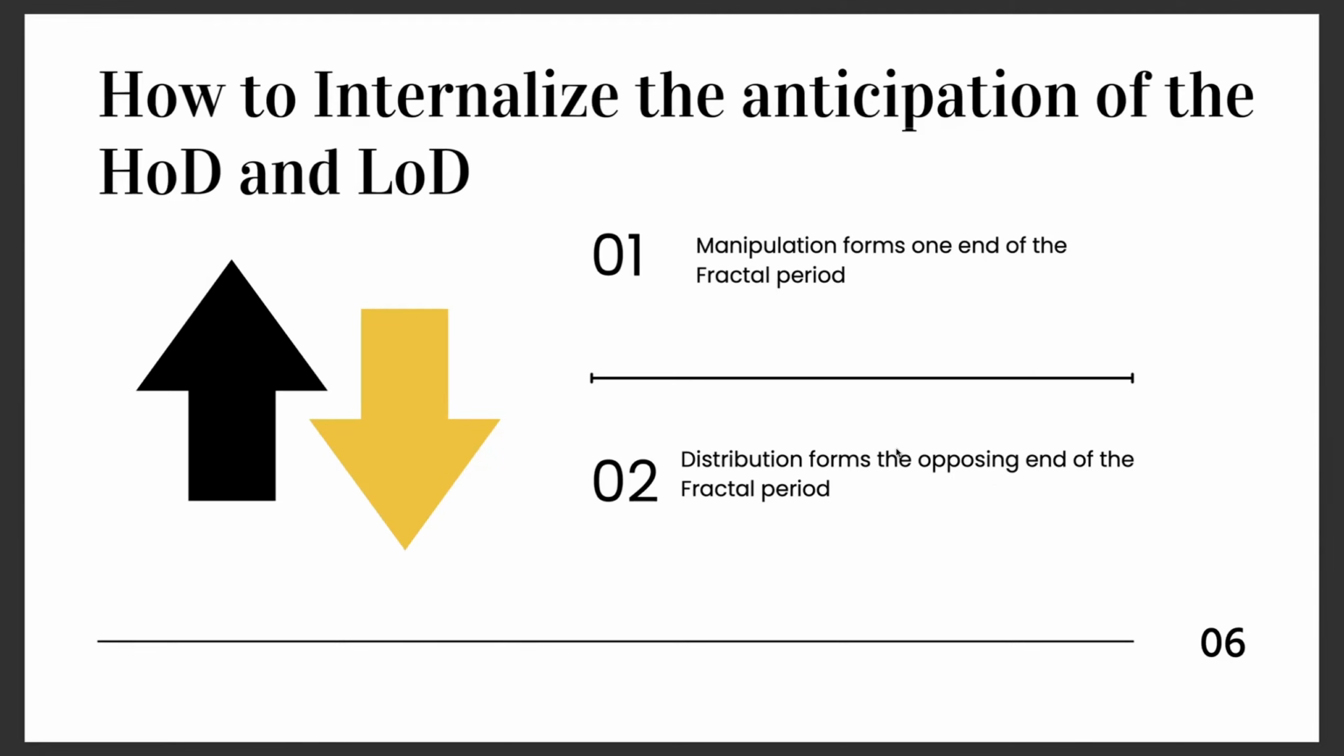Right, so now when we're looking at this, how do we internalize the anticipation of the high of the day and the low of the day? Number 1, the manipulation forms one end of the fractal period. So if you're looking at the entire day, the manipulation that we see for the day is going to be the first high or low of the day. If it's the high of the day, then price is going to distribute and form the low of the day. If it is the low of the day, then price will distribute higher, causing the high of the day.